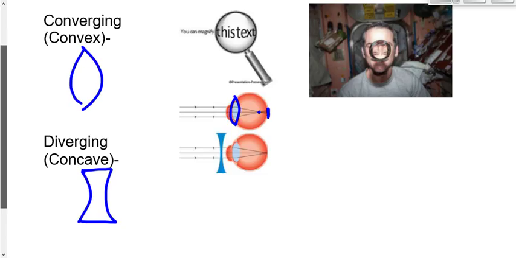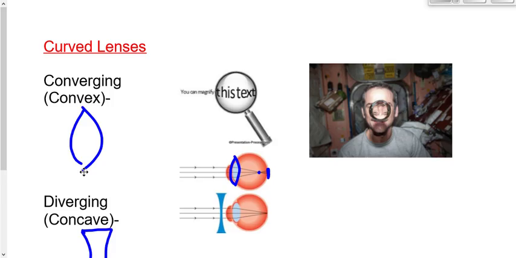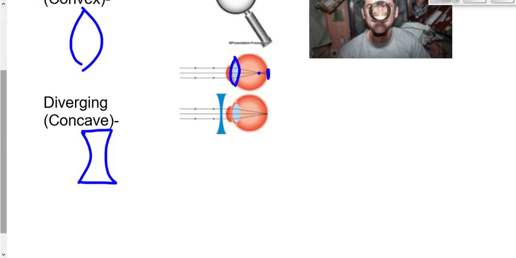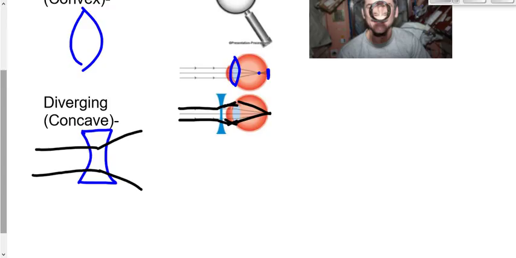So what I have to do is wear concave or diverging lenses to cause rays of light that are coming in to diverge, to spread apart, and then enter the lens of my eye and come together a little bit further back. So because they're coming together too soon by the convex or converging lens, we've got to spread them apart so that they come together a little bit further back.